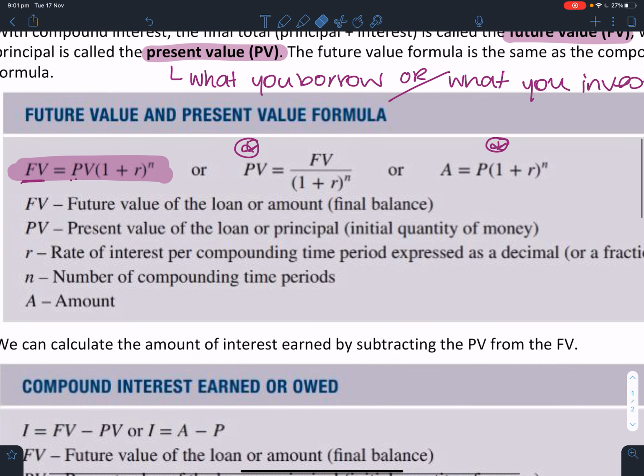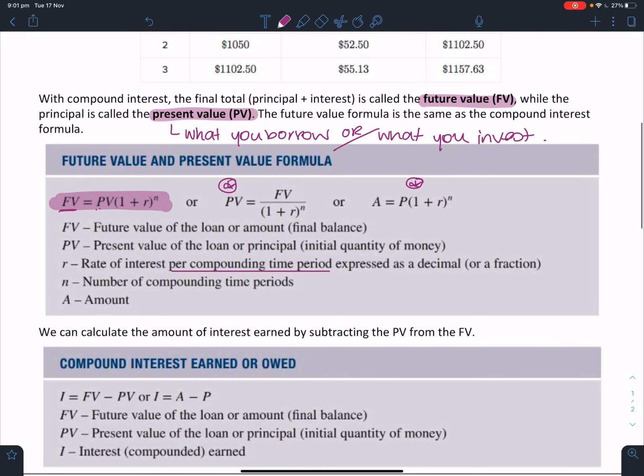Rate is the interest rate, and per compounding time period, that's really important. So if they say, for example, that the interest rate is 12% per annum, but you are compounding monthly, you would have to divide that interest rate by 12 to find the monthly interest rate.